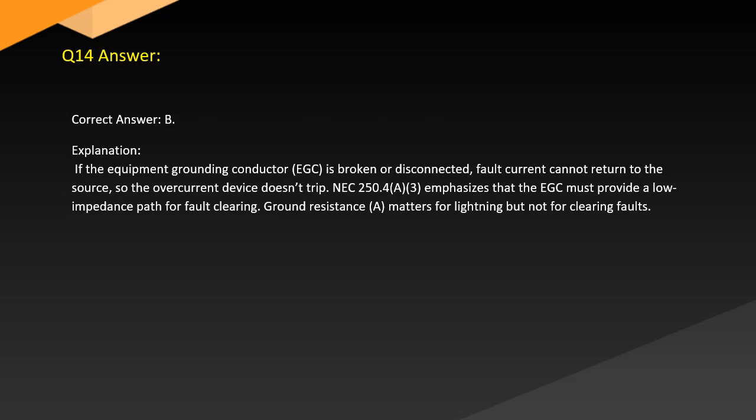Answer. Correct answer: B. Explanation: If the equipment grounding conductor (EGC) is broken or disconnected, fault current cannot return to the source, so the overcurrent device doesn't trip. NEC 250.4(A)(3) emphasizes that the EGC must provide a low impedance path for fault clearing. Ground resistance matters for lightning, but not for clearing faults.